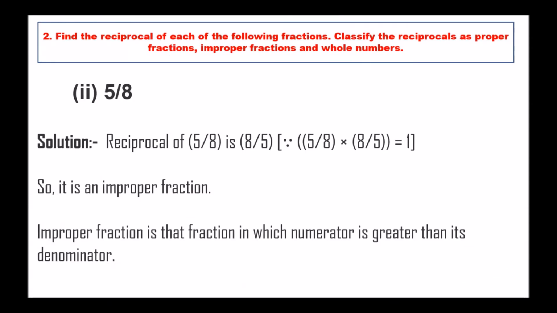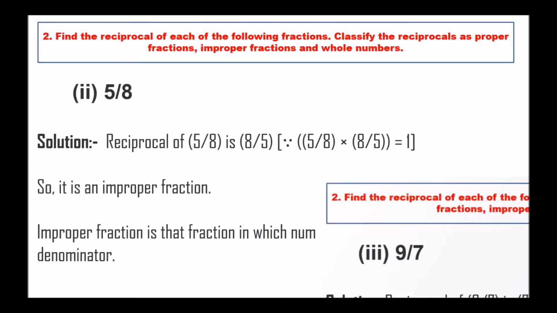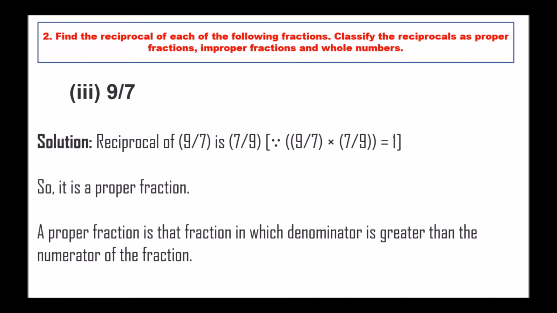5 upon 8. So reciprocal of 5 upon 8 is 8 upon 5, because 5 upon 8 into 8 upon 5 equals 1. So it is an improper fraction because here the numerator is greater than its denominator. Next 9 upon 7. Reciprocal of 9 upon 7 is 7 upon 9, because 9 upon 7 into 7 upon 9 is equal to 1. It is a proper fraction. A proper fraction is that fraction in which denominator is greater than the numerator of the fraction.